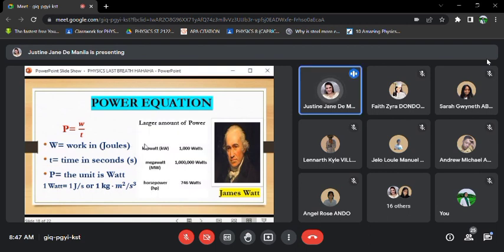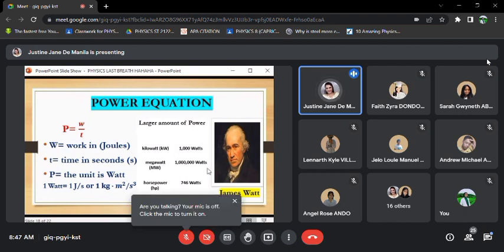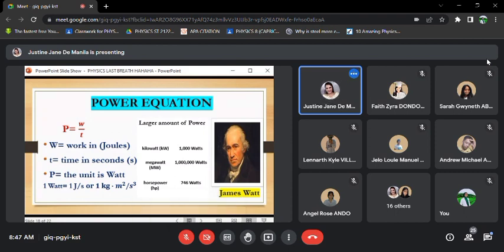So, for larger amounts of power, we have 1 kilowatt equals 1,000 watts, and 1 megawatt equals 1 million watts, and 1 horsepower, class, equals 746 watts.